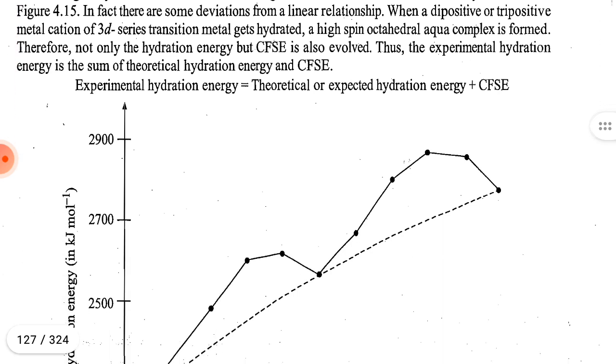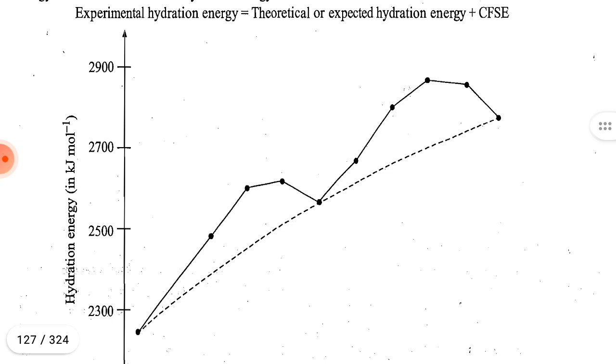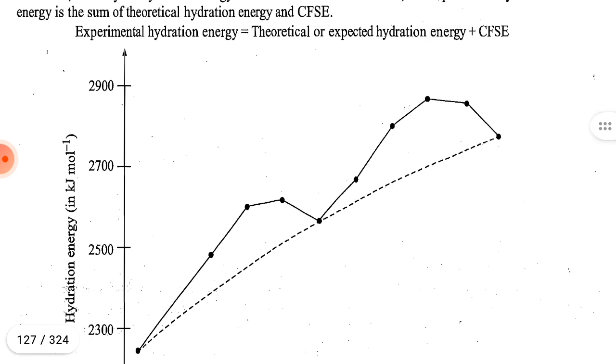In fact, there are some deviations from a linear relationship. When a dipositive or tripositive metal cation of the 3d series transition metals gets hydrated, a high-spin octahedral aqua complex is formed. Therefore, not only the hydration energy but CFSE is also involved. Thus, experimental hydration energy is the sum of theoretical hydration energy and CFSE. Experimental hydration energy is equal to theoretical or expected hydration energy plus CFSE.